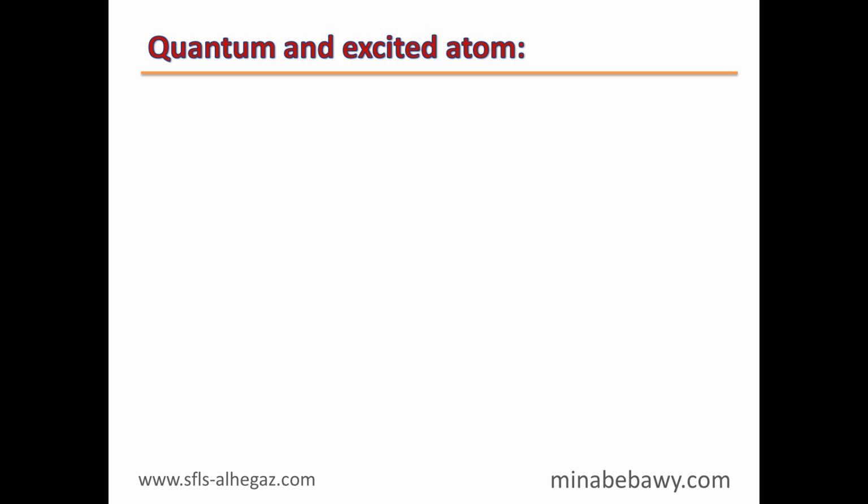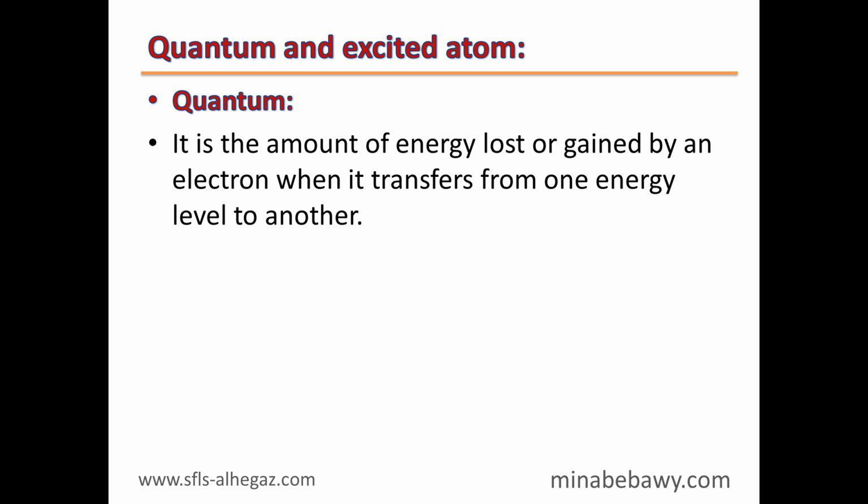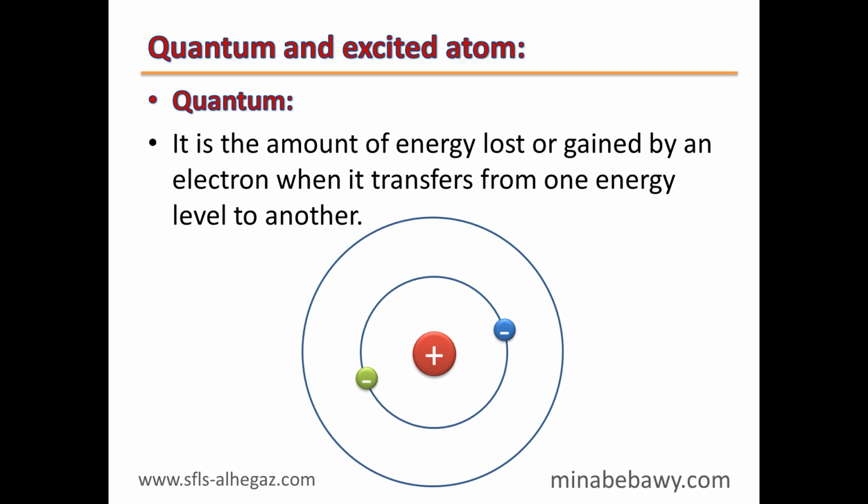Quantum and excited atom. Quantum is the amount of energy lost or gained by an electron when it transfers from one energy level to another. For example, if we have the following atom and this electron gained energy, it will move to a higher energy level. For example, this blue one was in K, and by absorbing some energy which is called quantum, it is transferred to the higher energy level which is L.